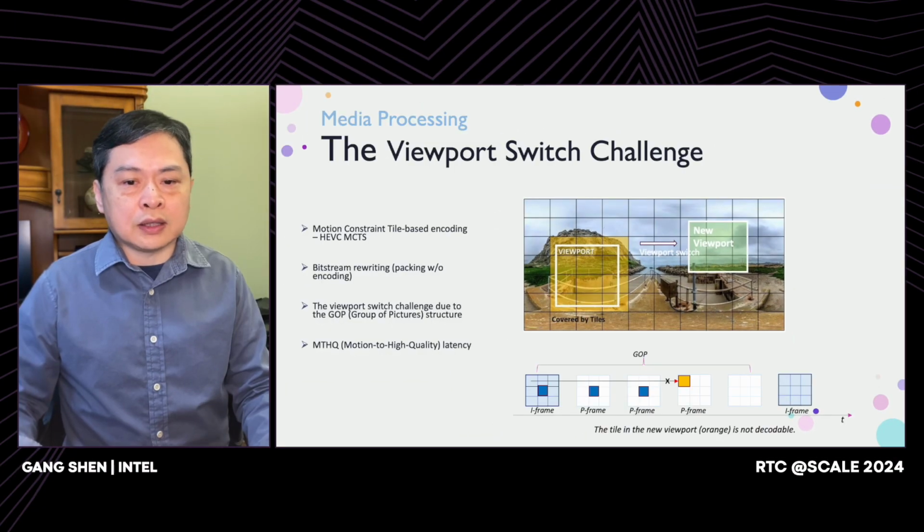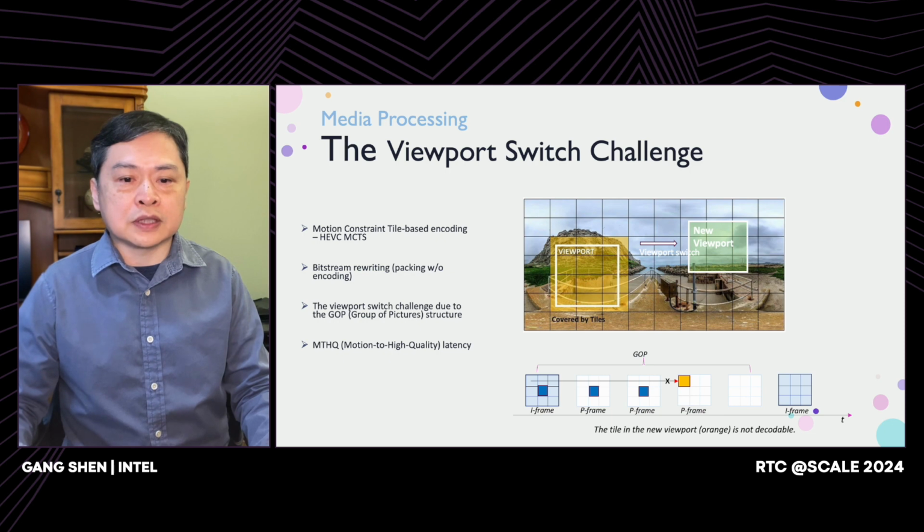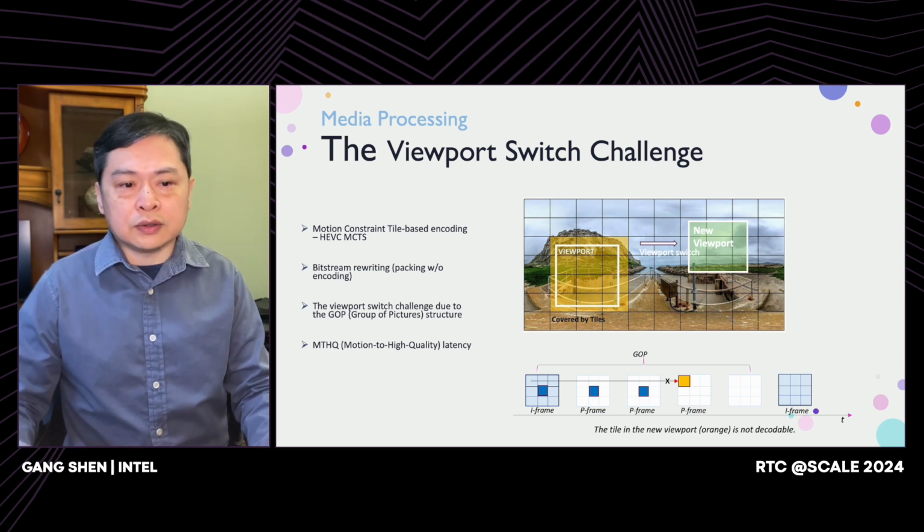In this case, we can only scale up low-resolution tiles and make up for that position until the next I-frame comes. So in viewport-dependent streaming, MTHQ latency, motion-to-high-quality latency, is evaluated. The usual MTP, motion-to-photon latency, can be satisfied by using the low-resolution content.